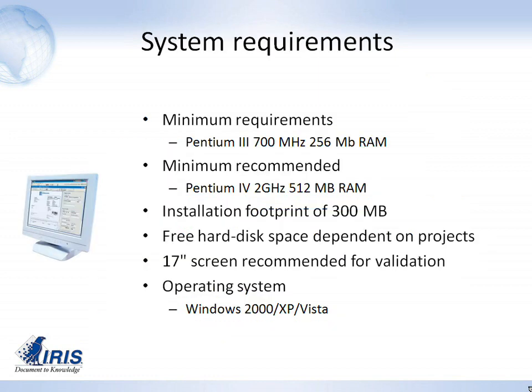Now for the minimum system requirements, the minimum is 700 MHz and 256 MB of RAM. Minimum recommended is 2 GHz and 512 MB of RAM. Now we all know that the faster the computer, the faster it will process the documents. So have a decent sized computer. The installation footprint is about 300 MB. That's installing the entire program along with all of the databases.